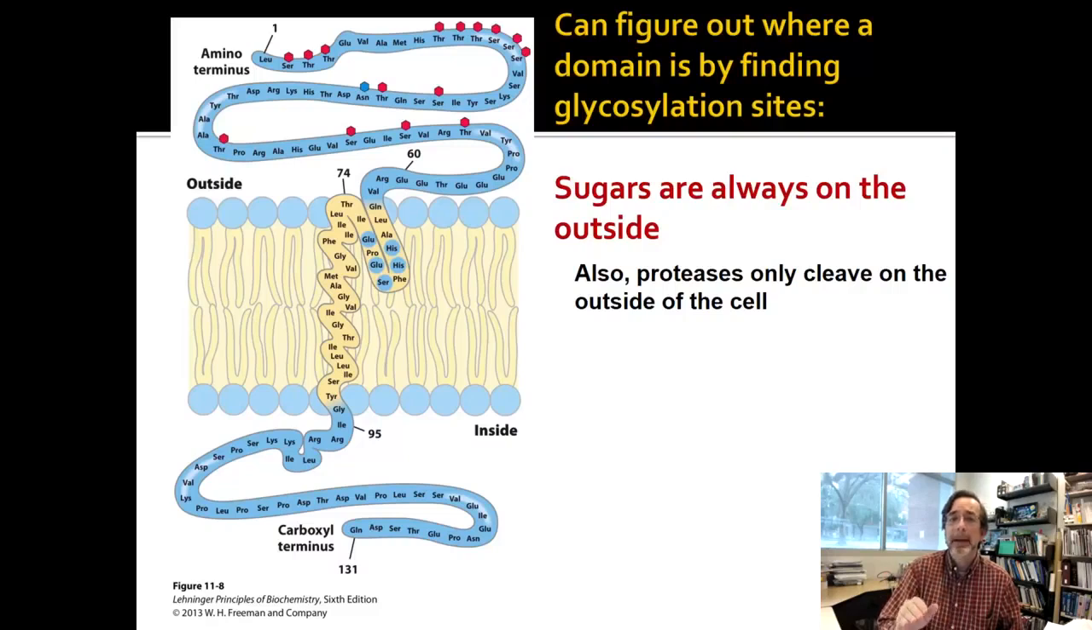Remember, those only happen at serines, threonines, and asparagines. And if you have those glycosylation sites and the signals that make them only in one domain, you can tell that that is the outside domain. Here you have the amino terminus is outside. The amino terminal domain is on the outside of the cell. The carboxy terminal domain is on the inside.